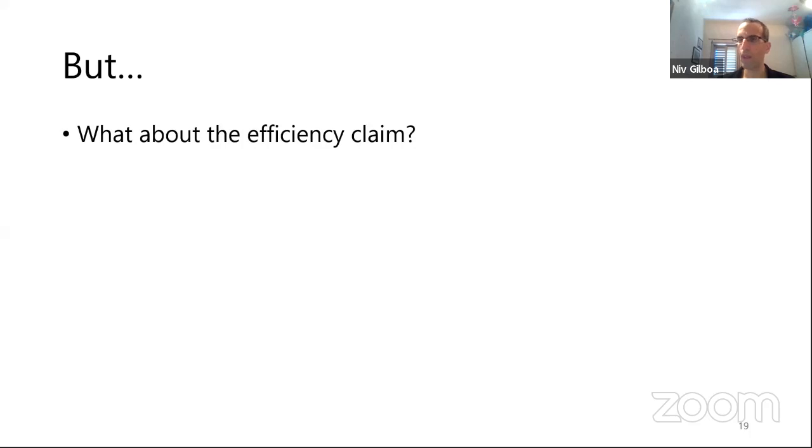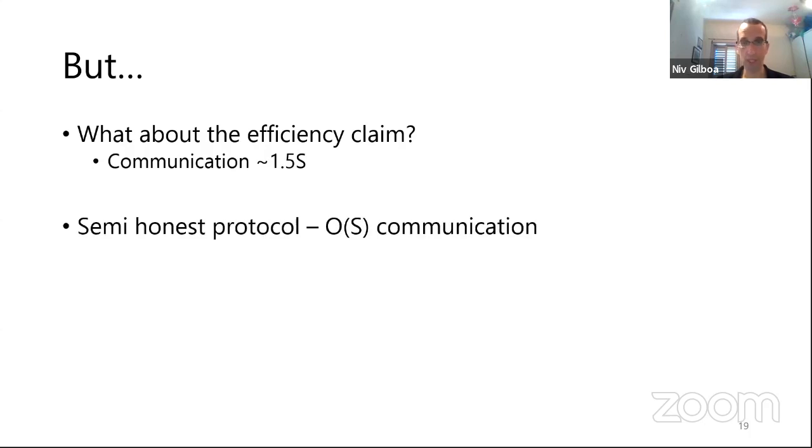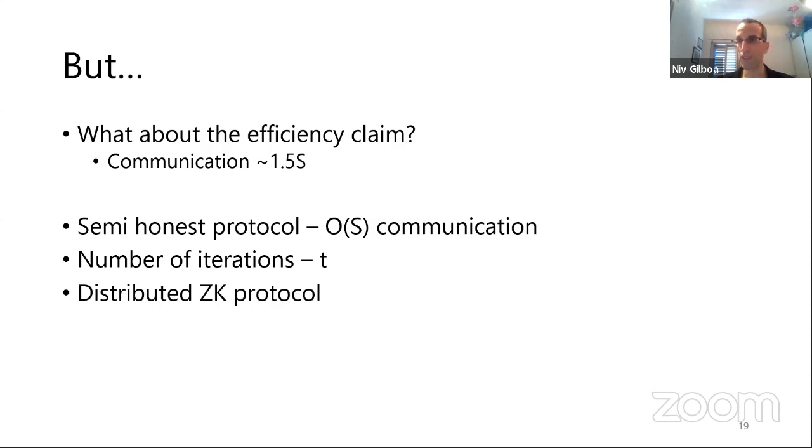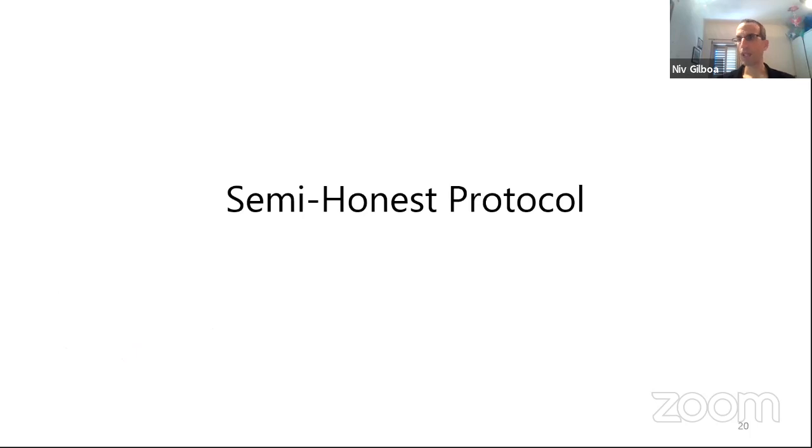There's only one little problem. I got you sitting here to listen to my talk because I claim some efficiency. I claim that the communication is going to be less than 1.5 ring elements per party per gate. But here we have a semi-honest protocol, which has some large O(S) communication. The number of iterations is T. And the distributed ZK protocol, I haven't even shown that it works in sublinear time. So we have at least T times S communication. And T can be larger than 1.5. So this doesn't satisfy what I claimed. I have to show you something a little bit better for you to take me seriously.